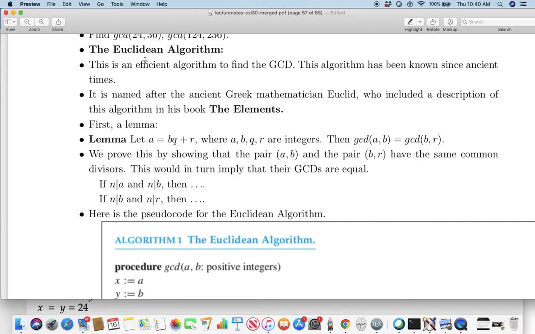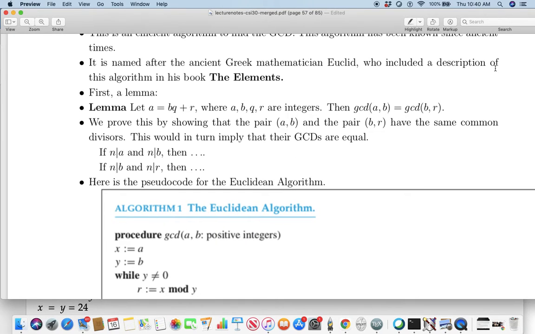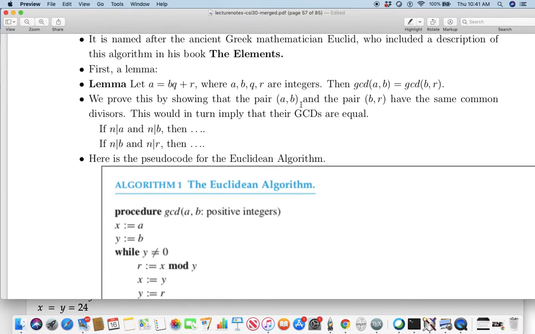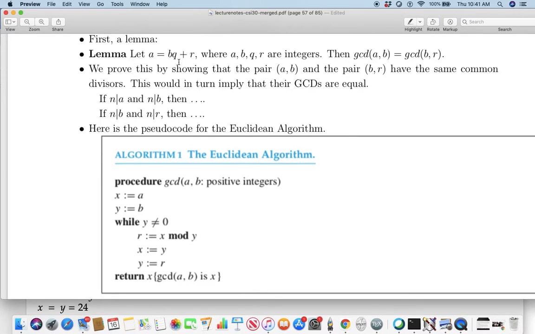Let's see. There is a beautiful Euclidean algorithm. This is an efficient algorithm to find the GCD. This algorithm has been known since ancient times. It's named after the ancient Greek mathematician Euclid, who included a description of this algorithm in his book, The Elements. First, let's go through a lemma.